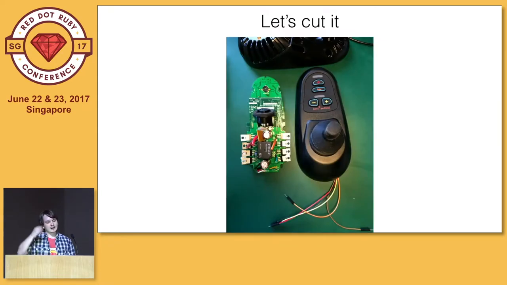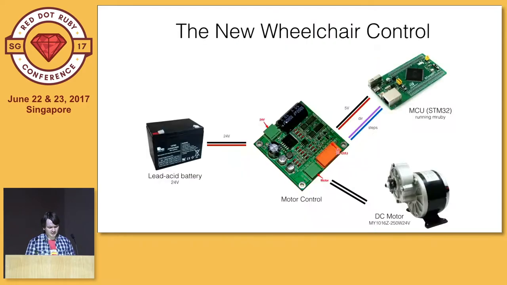Okay, so I felt confident enough to say, okay, let's cut my wheelchair apart. And obviously, I remember, I could still not walk, so I really had to make that work at this point. So the architecture I changed a little bit, so I just dropped the whole controller. I actually tried in the beginning to automate the controller, but that didn't work out. So I bought a new controller, and I used an STM32, which is a very small ARM processor. It's not an ARM processor like you have in your iPhone, it's something like an ARM Cortex M3, which is very small, very cheap, and very low in power consumption. I put mruby on that one.